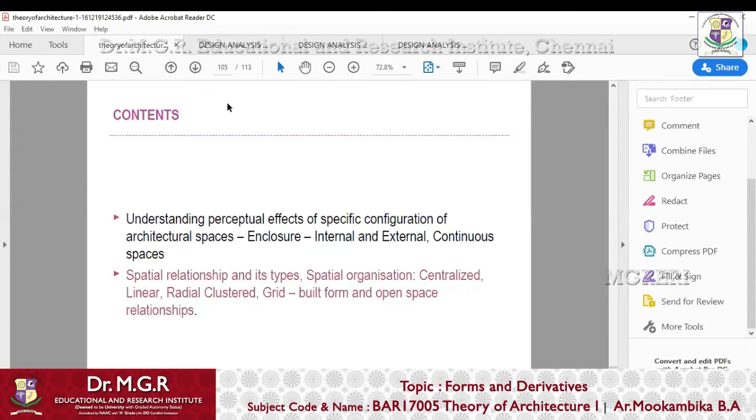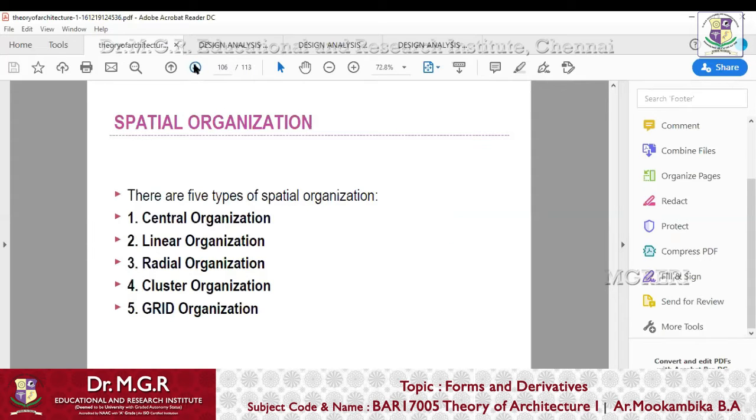So far what we've seen is the last class, and today the forms and their derivatives. Today we'll be seeing the perceptual effects of specific configurations of architectural spaces. We have so many things such as enclosure, internal, external, and continuous spaces, and spatial relationships and their types: centralized, linear, radial, cluster, grid, built form, and open spaces relationships. So there are different types of spatial organization. One is central, the other one is linear organization, radial organization, cluster, and grid. See, for grid organization, the best example is Chandigarh city.